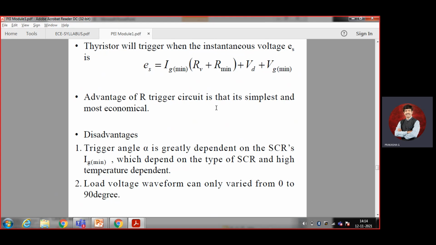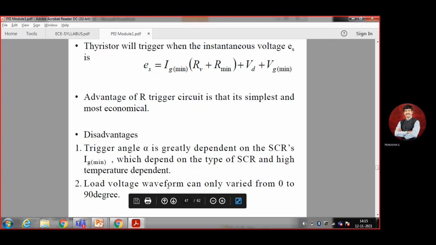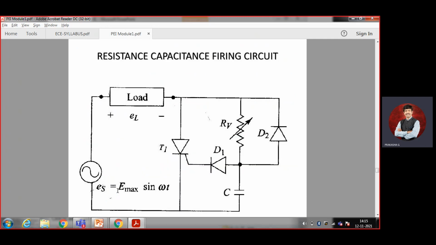The advantage of the R trigger circuit is that it's the simplest and most economical. The disadvantage is that the trigger angle alpha is greatly dependent on the SCR's IG minimum, which depends on the type of the SCR, and there is high temperature dependence. There is one more disadvantage: the low voltage waveform can only vary from 0 to 90 degrees. You cannot vary beyond that. That is with respect to your R triggering, resistance triggering.